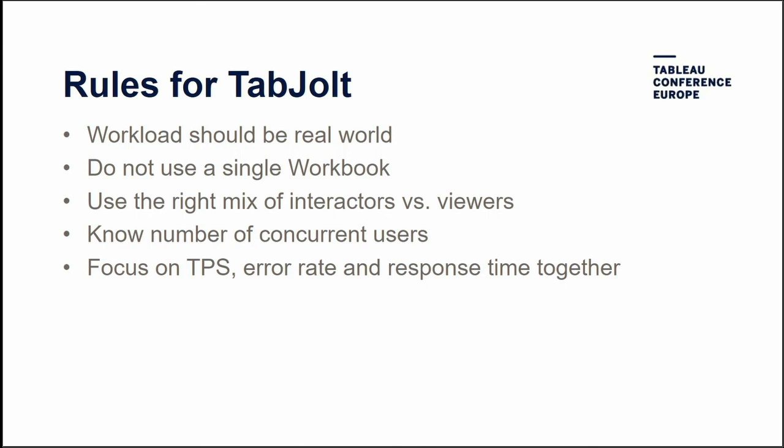So not only look at the response rates, but look at the other KPIs that TabJolt monitors. One of those is called the TPS, the throughput per second. So how many transactions can be done per second. Another is the error rate. As you reach saturation point on Tableau, you will start to see errors. That's natural. Tableau is very robust. It won't fall over, but it will start to give errors as you reach saturation and use up all of the hardware that's available to it.